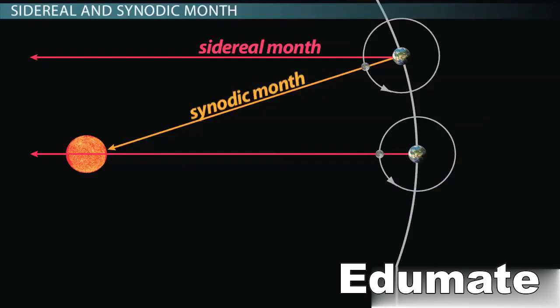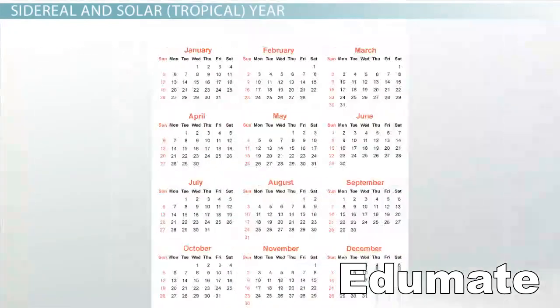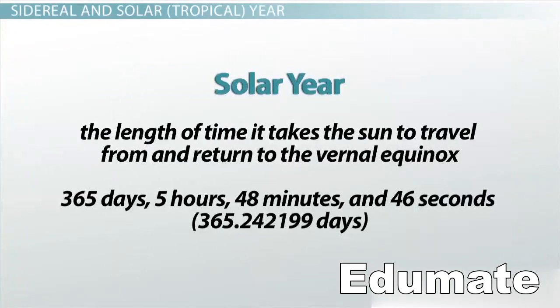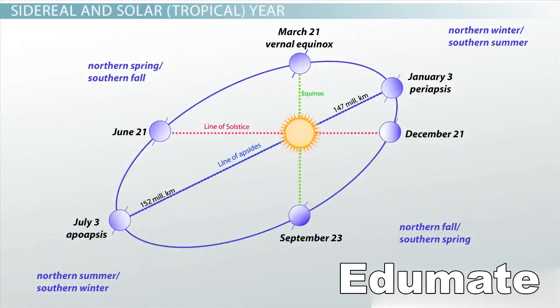Annoyingly to the uninitiated, astronomy has 2 ways by which to measure the length of a year as well. The tropical year, aka the solar year, is the length of time it takes the sun to travel from and return to the vernal equinox, 365 days, 5 hours, 48 minutes, and 46 seconds, which is 365.242199 days. All I want you to understand for this lesson is that the solar year is a measure of the time it takes for the cycle of the seasons, covered in detail elsewhere.